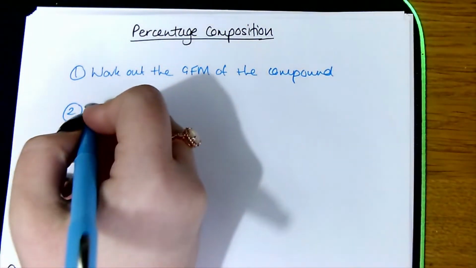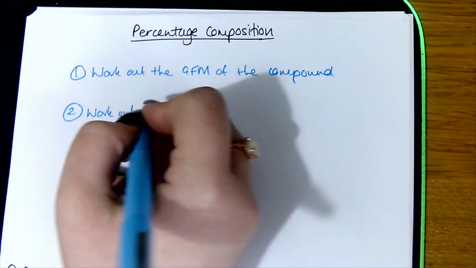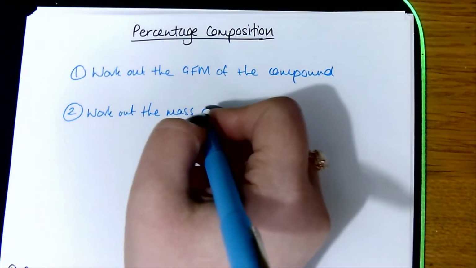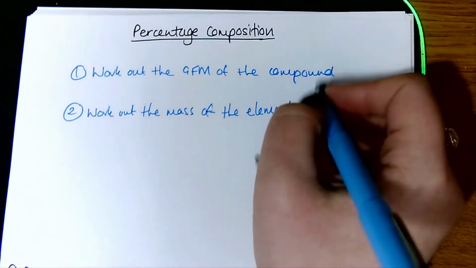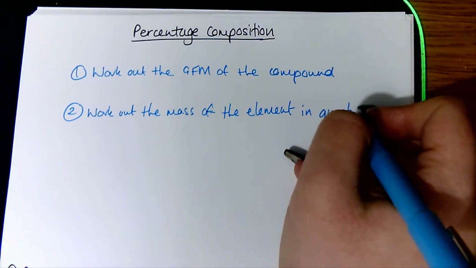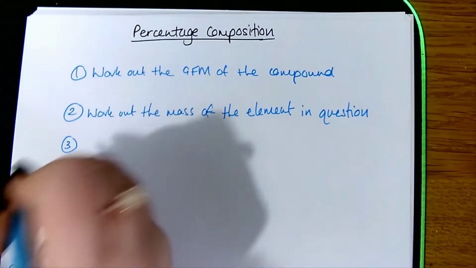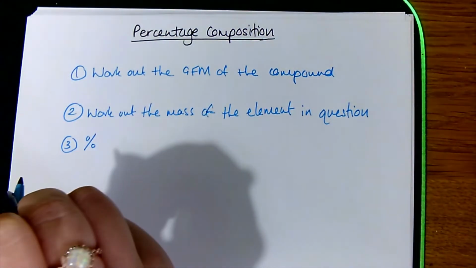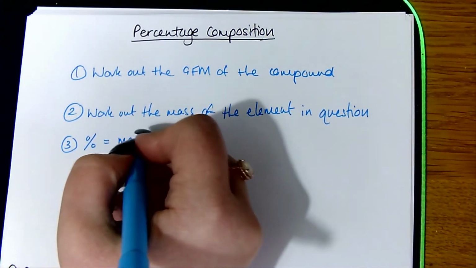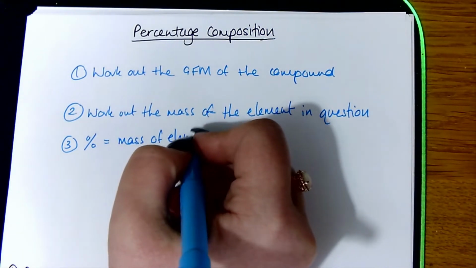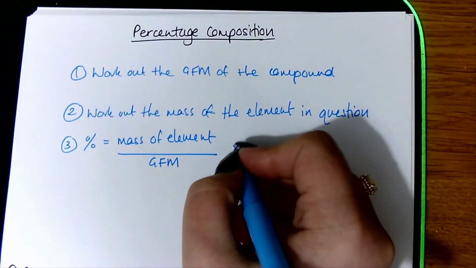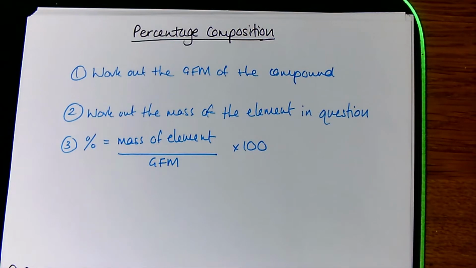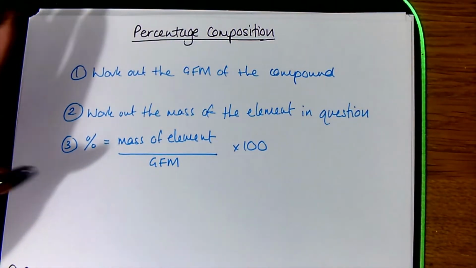Step 2, work out the mass of the element in question. And step 3 is do the percentage calculation. So it's the mass of the element divided by the gram formula mass for the compound times by 100. Now we are going to look through some worked examples of these calculations.